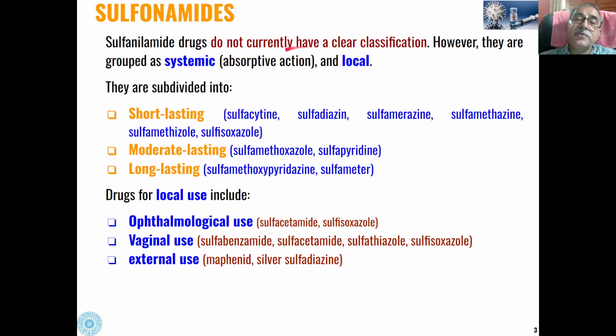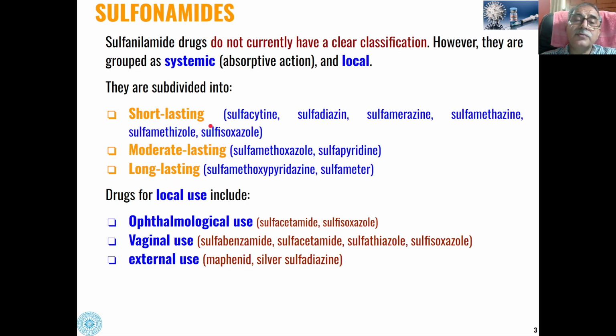Now, as far as classification of sulfonamide drugs is concerned, there is no systematic way of nomenclature or classification, and they have been classified in two ways. One is systemic, that is their absorptive action, and the other is their local action. As far as systemic classification is concerned, they can be divided into short lasting, moderate lasting, and long lasting sulfonamides.